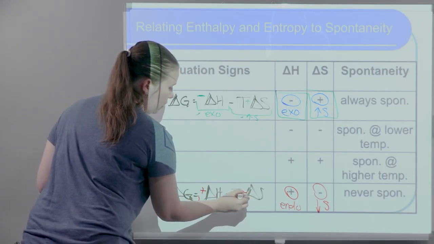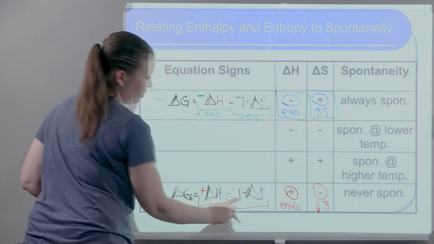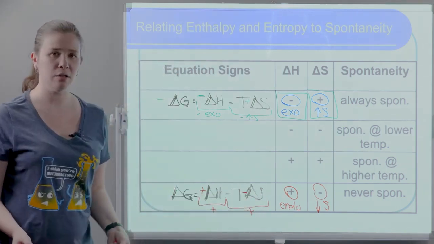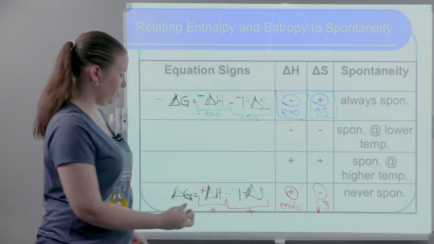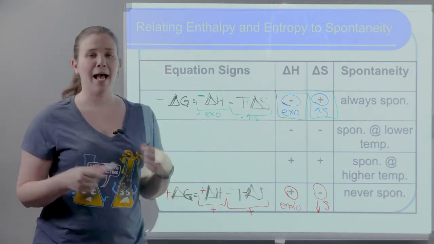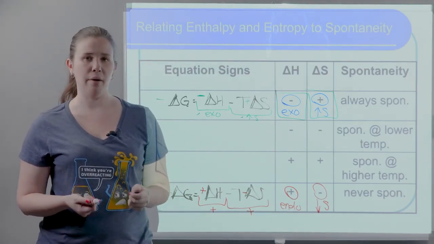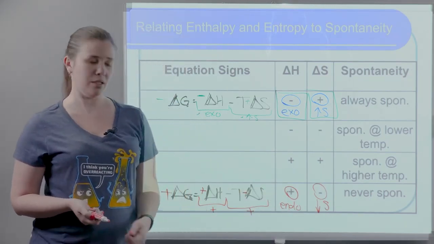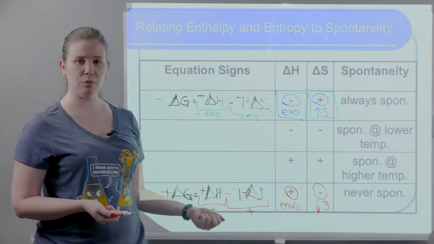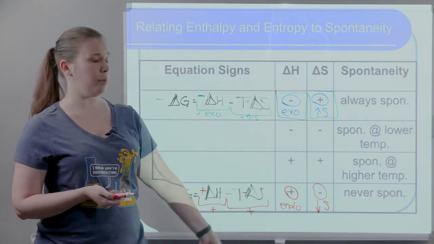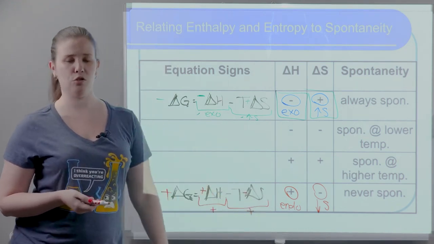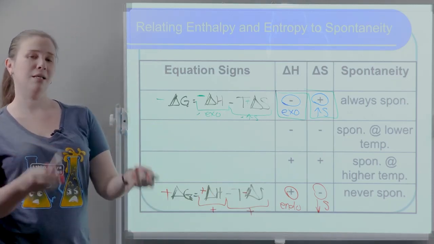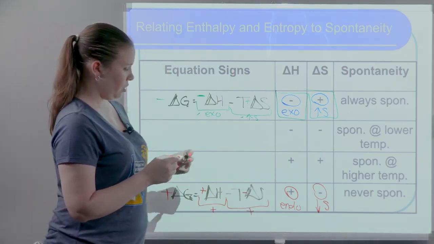And then if I have a negative S, well, what does minus a negative do? It's going to make that component positive as well. And so when I add two positive components, I absolutely am going to get a positive delta G. Positive delta G is not spontaneous. So if I have an endothermic reaction that is becoming more organized, decreasing the entropy, that will never happen on its own. That's absolutely going to require an input of energy.